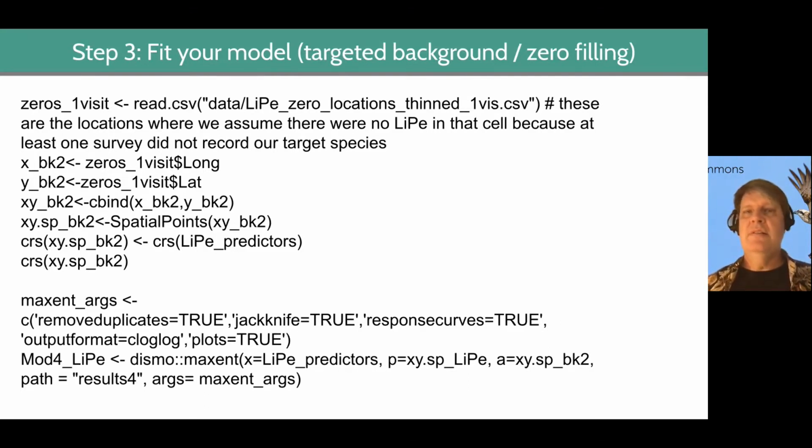So again, these are those locations where frog surveys have been done, but our target species was not found, right? So we're going to bring those into our local environment, and using the lat and long from that file, we're going to create a spatial points layer. And then we're going to use that spatial points layer as our presence, or as our absence data, sorry. So these are the places where at least one survey was done, another frog was found, but not our target species.